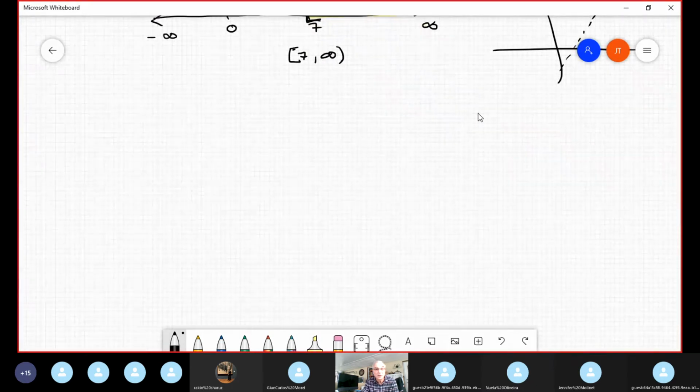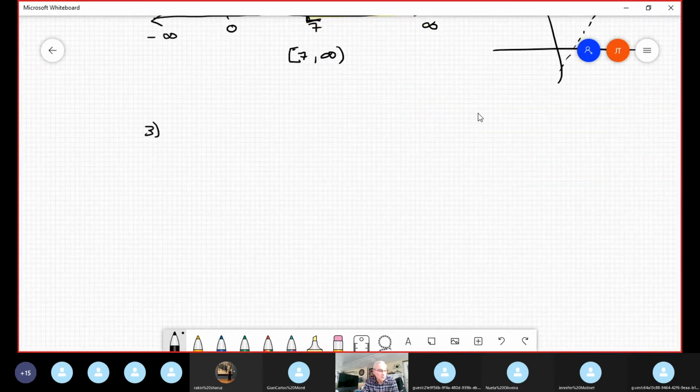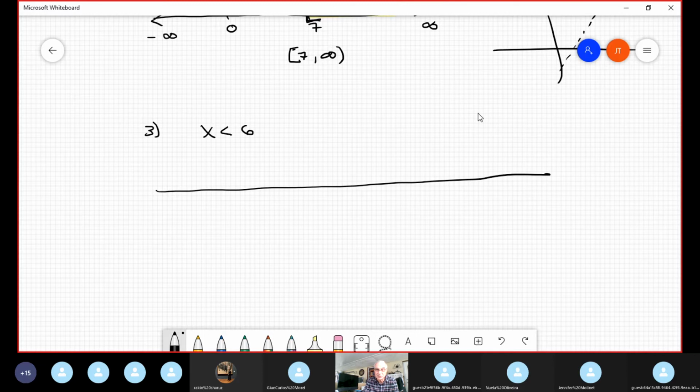Yeah, it's raining here. Number 3 is x less than 6. Remember, the question says the interpretation, the graphic representation. Do the graph, and also express the interval notation. This is 0, 1, 2, 3, 4, 5, 6. It's to the left.